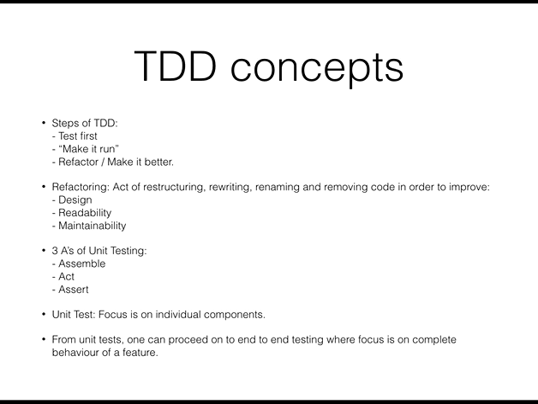There are basically three steps of test-driven development. First thing is test first, then make it run, then refactor or make it better. These are the three things we covered in the previous slide. We all know what refactoring is. You restructure the code, rewrite it, rename something, or remove some functionality, and this helps in design, readability, and maintaining the code.